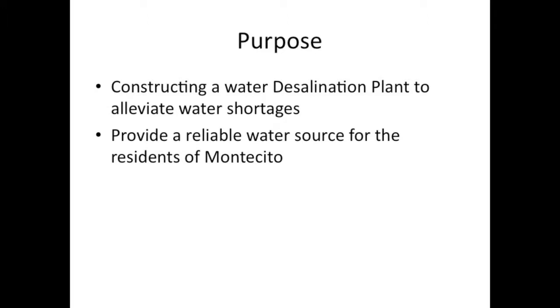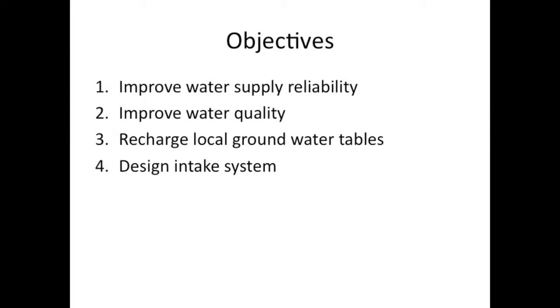To address emergency water conditions, the final design of this project has been completed with the purpose of constructing a desalination plant in order to supply the community of Montecito with a reliable source of potable water and complete the following objectives. 1. To improve water supply reliability for the community of Montecito. 2. To improve water quality for the community of Montecito.